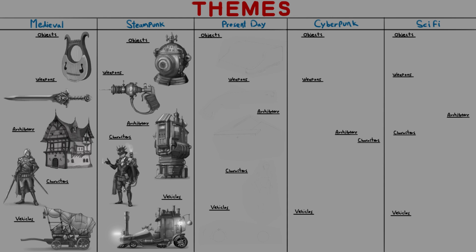Next is the present day, and we can go from the 1900s all the way to 2020. We can pick and choose what style we want for objects, weapons, architecture, characters, and vehicles.